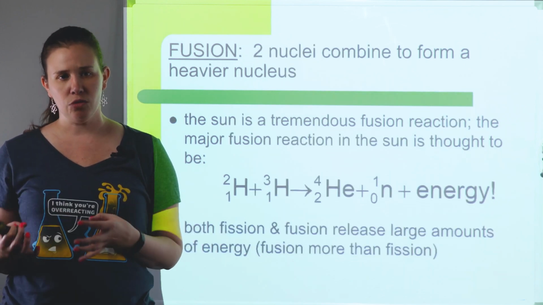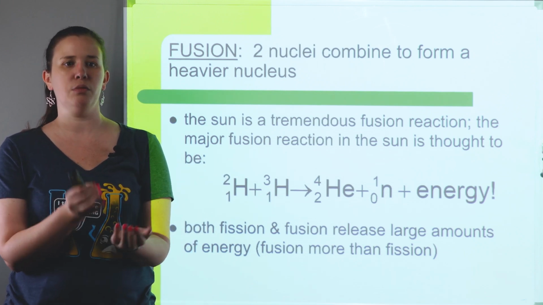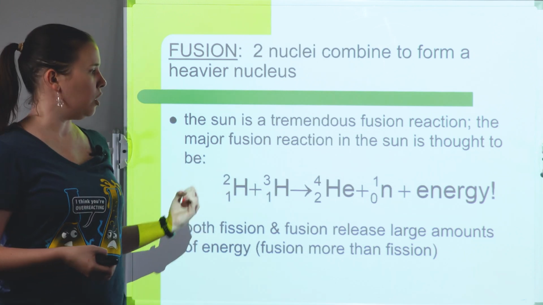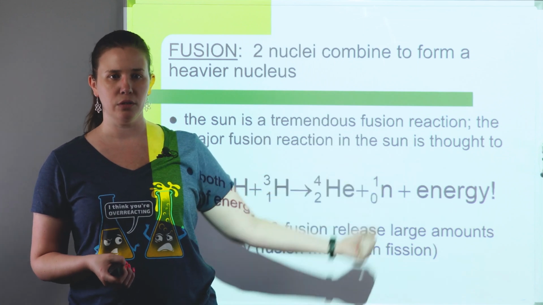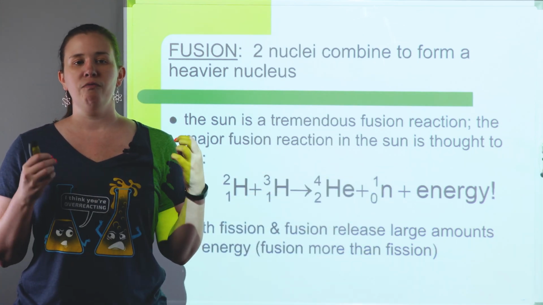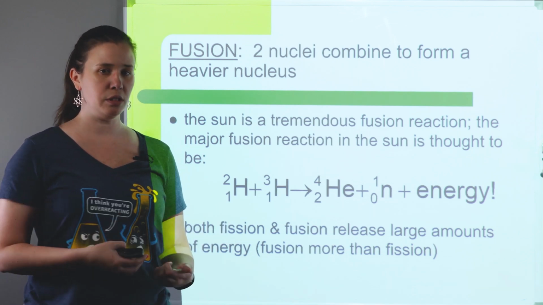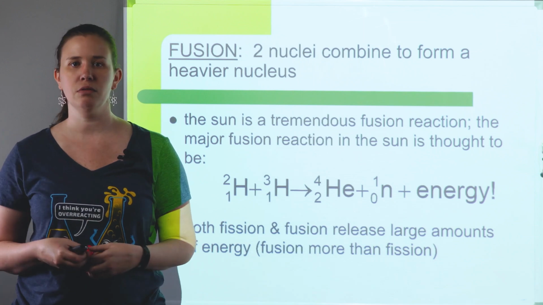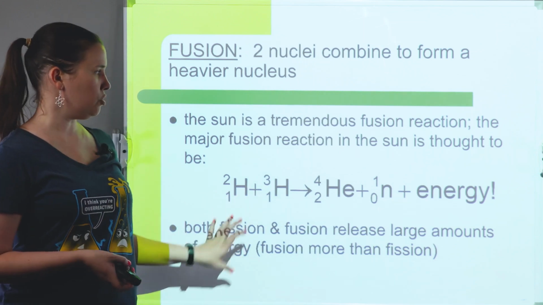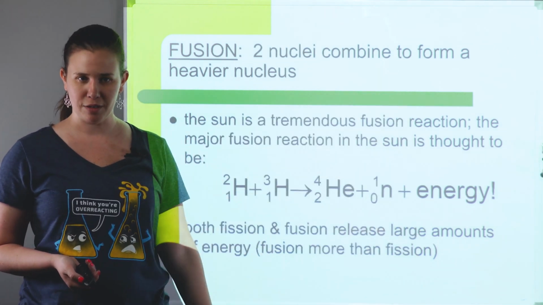So we also have fusion, where two nuclei, or lighter nuclei in general, are combining to form a heavier nuclei. So we have smaller particles combining to form larger particles. This is what happens in the sun. Fission does occur on Earth in two different ways. We're going to talk about nuclear bombs, and we're going to talk about nuclear reactors, which are both fission. Fusion, on the other hand, has crazy amounts of energy. This is what's powering the sun.